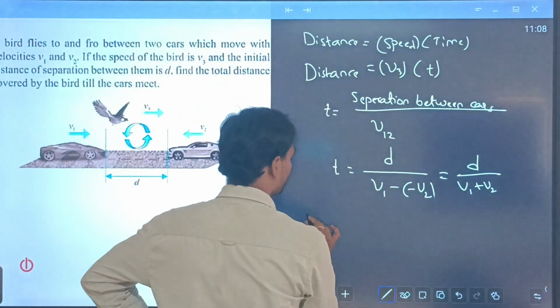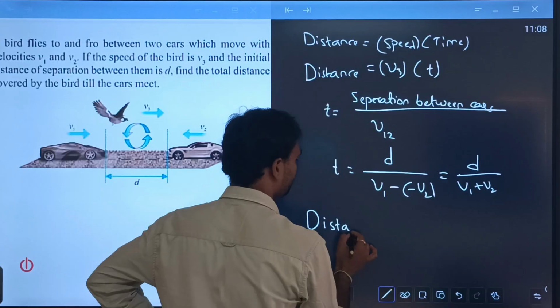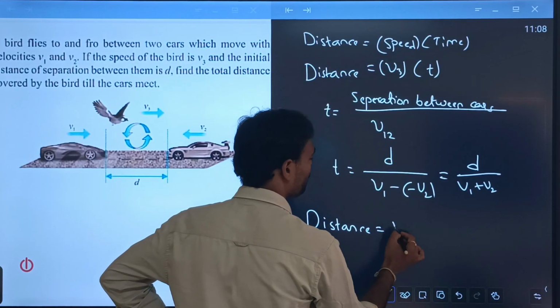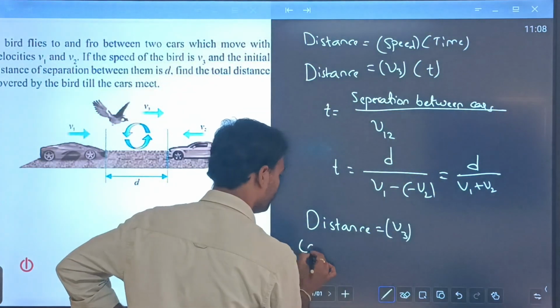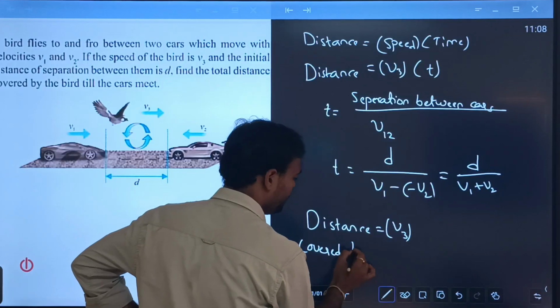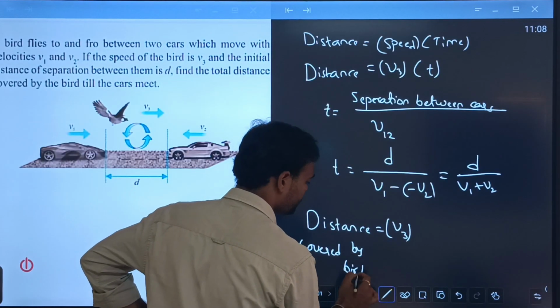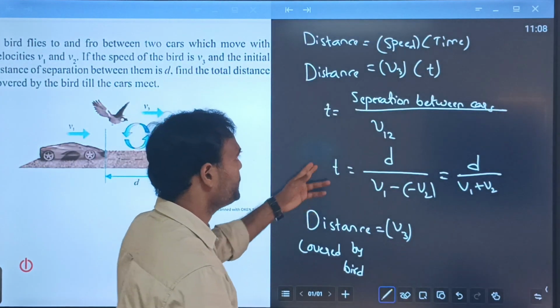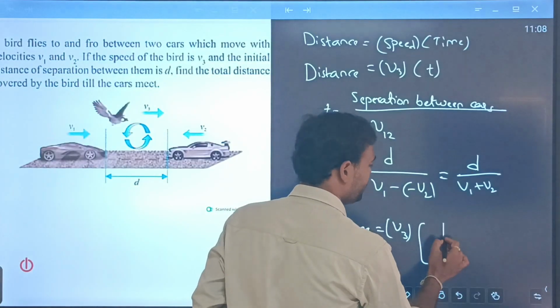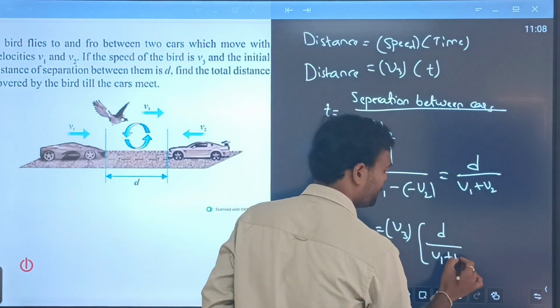Now distance covered by the bird is equal to v3 into time, which is d by v1 plus v2.